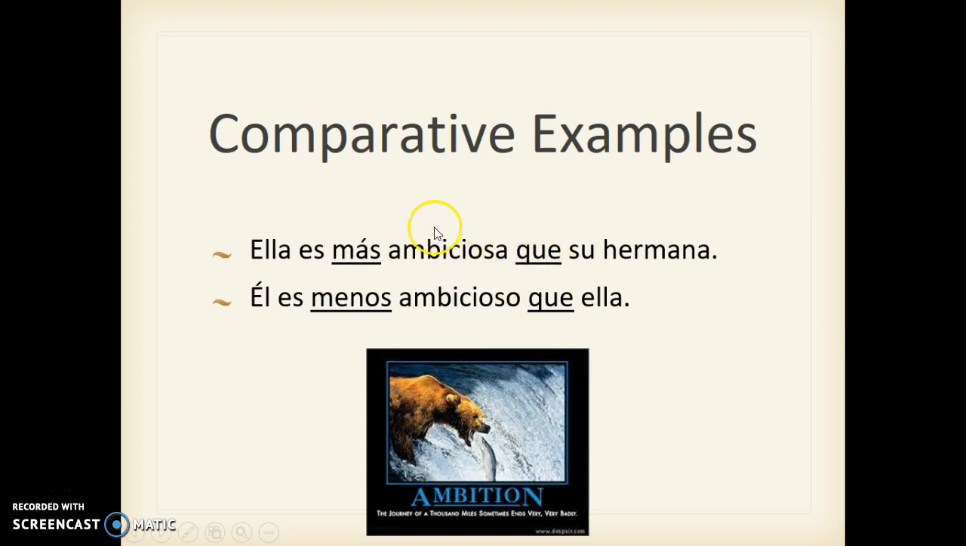So surrounding the adjective, you need más before it, or menos, depending on what you want to say, and then que afterwards. Look at the following example. Él es menos ambicioso que ella. He is less ambitious than her.